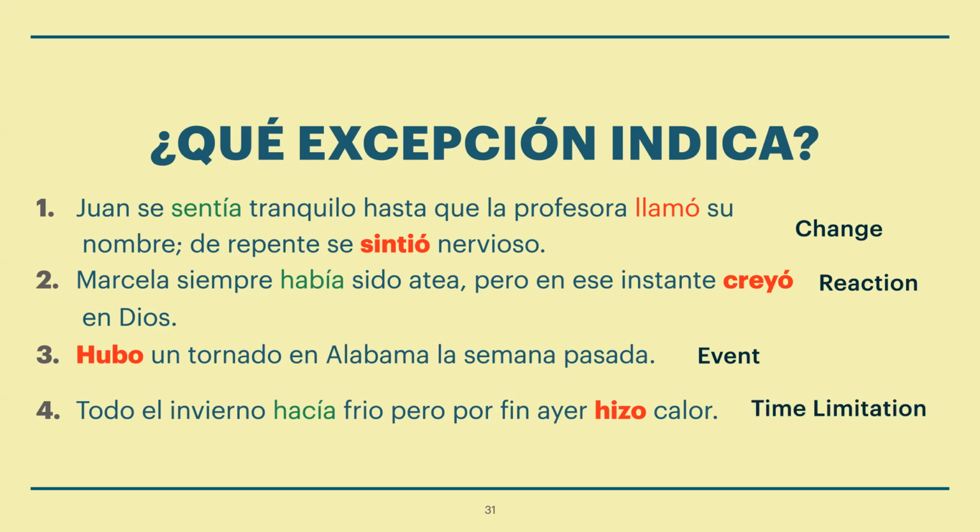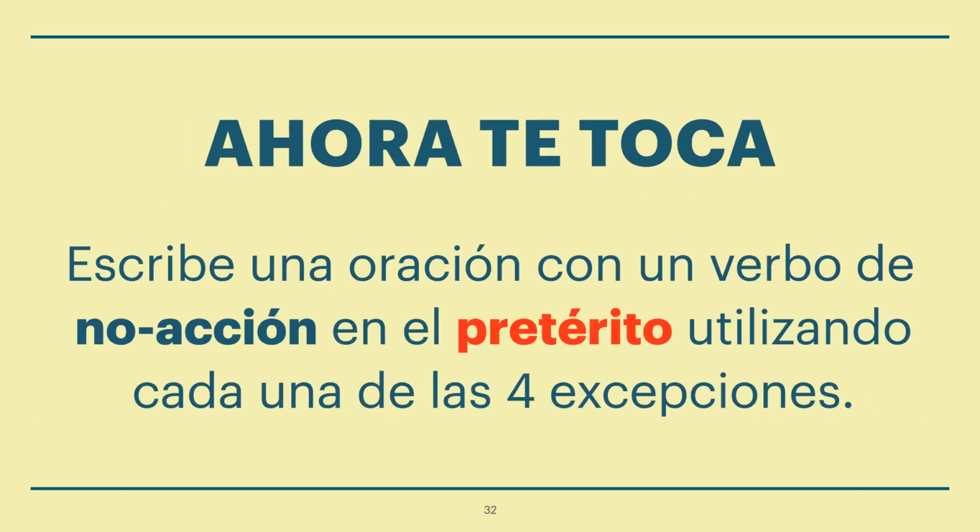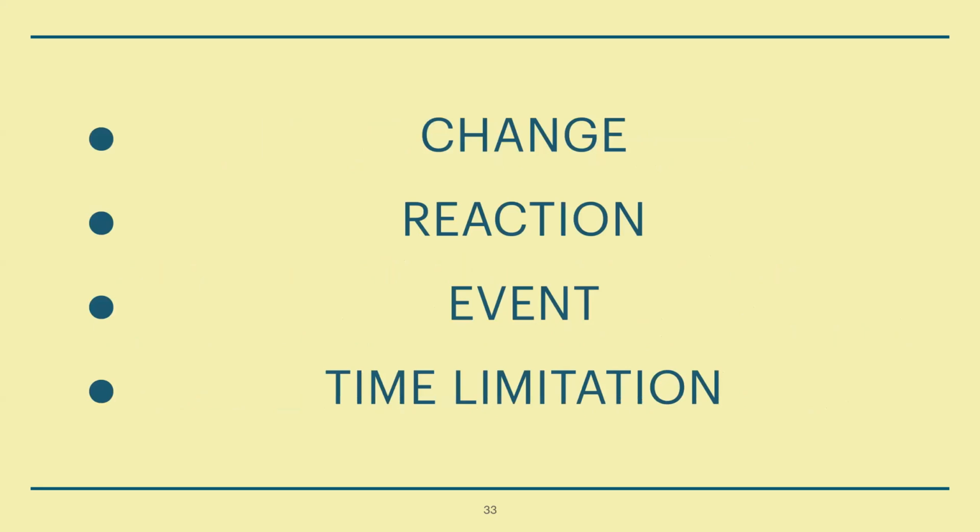So you could also say it was a change, so it maybe applies to the first rule. But we're saying ayer, so that tells you a time limitation in that 24-hour period. Yesterday, it was hot. We go back and use pretérito en este ejemplo. Ok, ahora escribe una oración con un verbo de no acción en pretérito utilizando cada una de estas 4 excepciones. Y aquí están. Hagan pausa aquí en el video y escriban 4 oraciones con verbos de no acción en el pretérito.